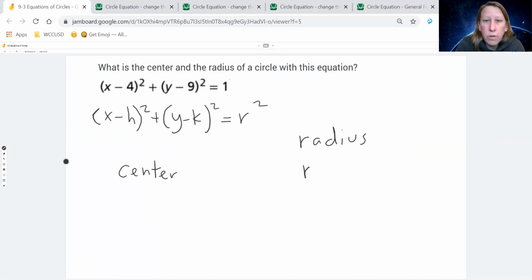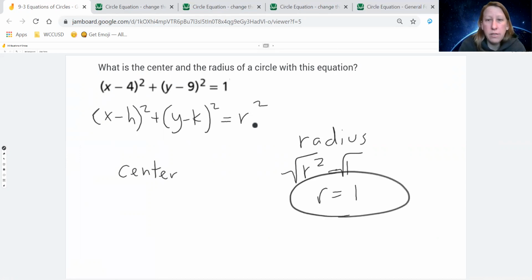Well, I know that the radius squared is equal to 1. So if I square root both sides, the radius is the square root of 1, what times itself is 1, which is 1. Okay, I found the radius. I still need to find the center. The center is defined as h comma k.